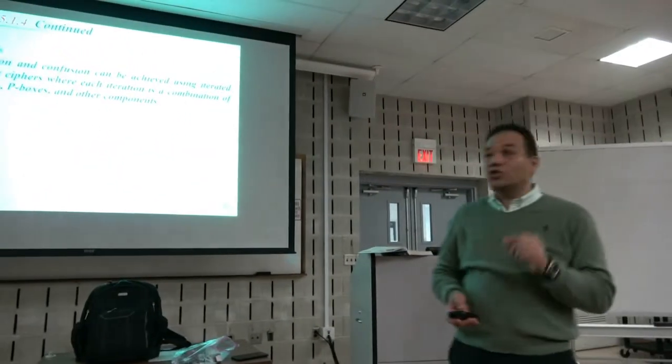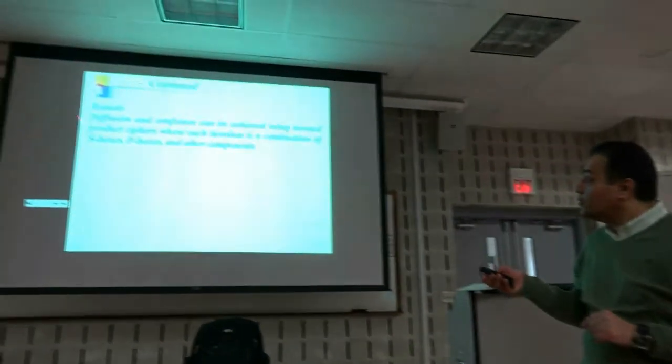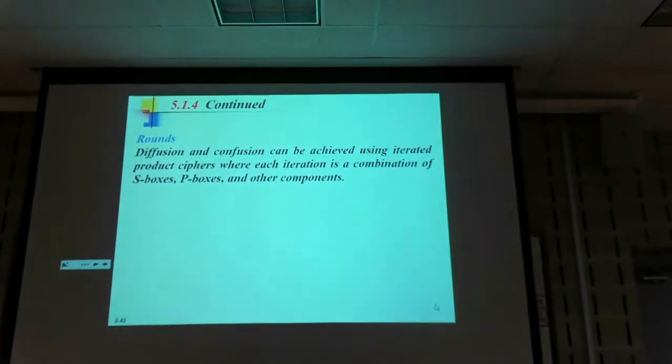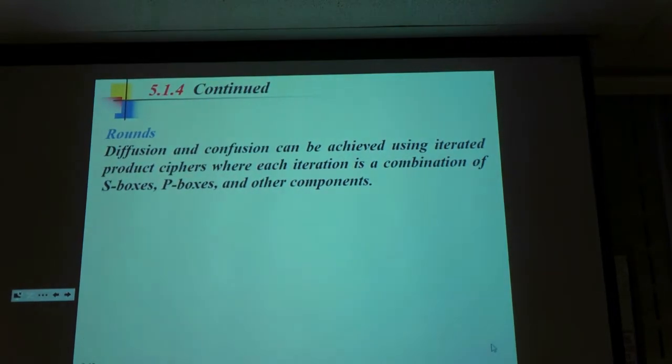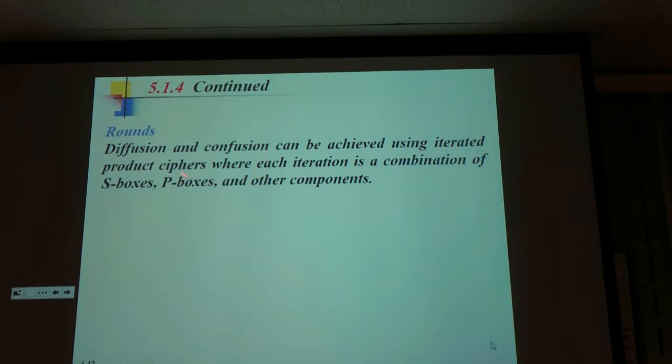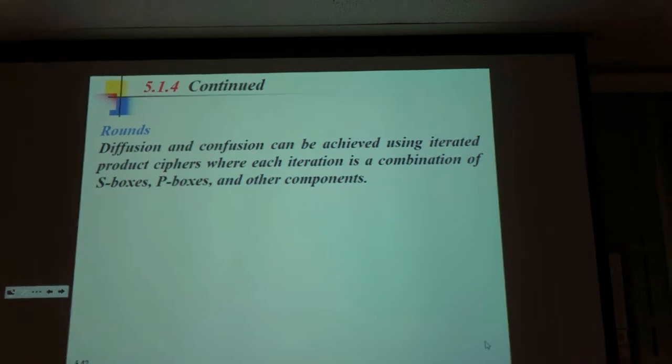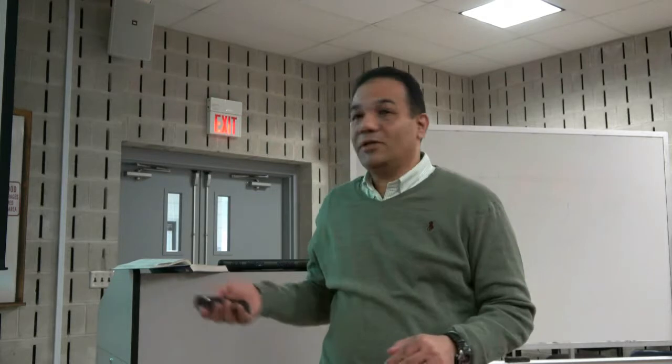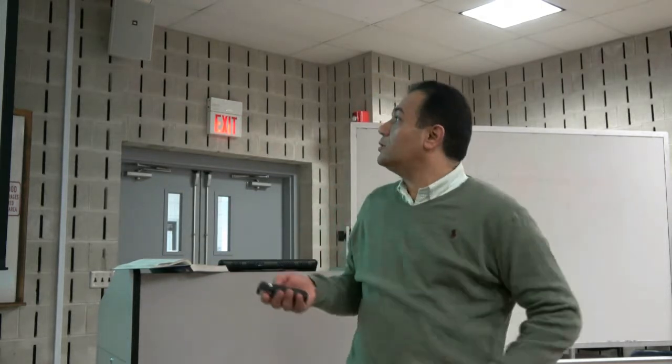To achieve diffusion and confusion, we create multiple rounds, not 1 round of operation. So it could be 16 rounds. Alright? So diffusion and confusion can be achieved using iterated product cipher, where each iteration is a combination of S-boxes, P-boxes, and other components. You will see it clearly next class when we discuss this algorithm. You will see exactly how we use the rounds and how each round has many of these boxes.